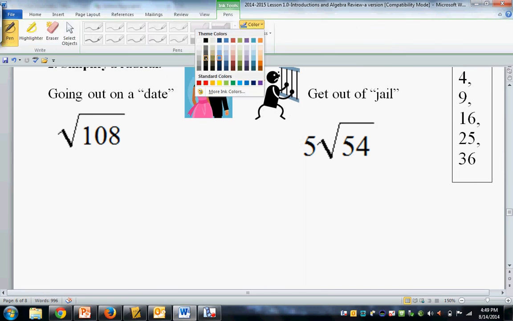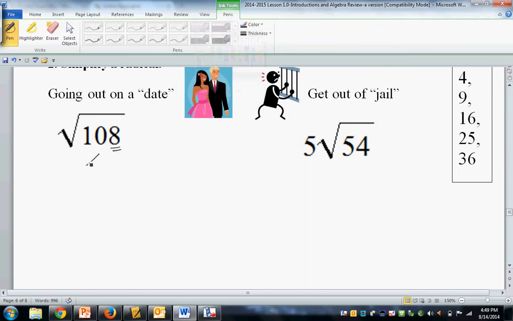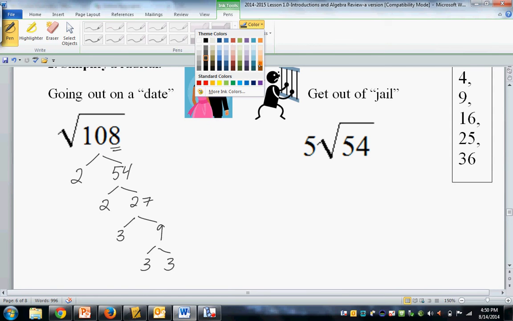Step number 1, you're going to factor tree this. And since it's even right there, I'm just going to use 2 all the way down. So I have 2 and 54, and 2 and 27. 27 divided by 3 is 9, and then this is 3 and 3.